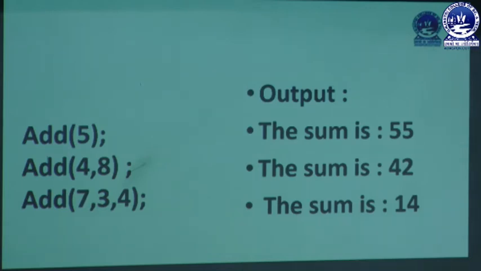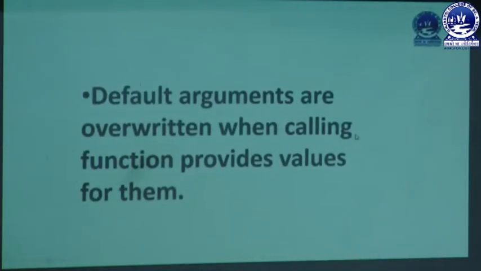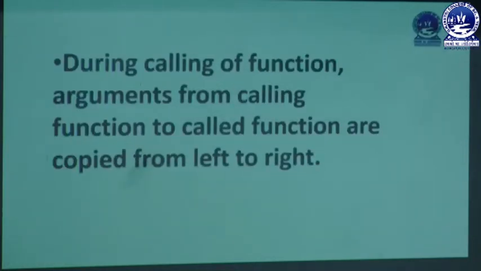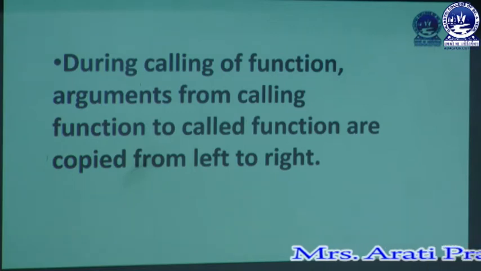When you are using add(5), at that time the sum is 55. When you are calling the add function as add(4, 8), the sum is 42. And when you are writing add(7, 3, 4), the sum is 14. In this way, default arguments are overwritten when the calling function provides values for them. Okay. If you do not provide the value, then the initialized value will be used. This is another characteristic of default arguments.